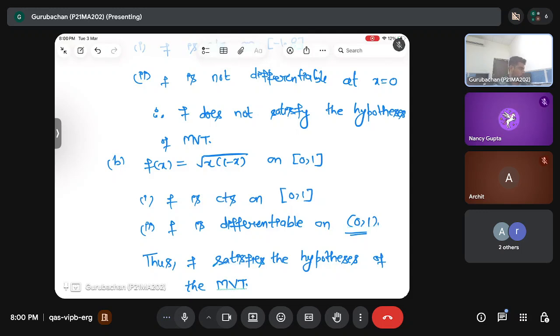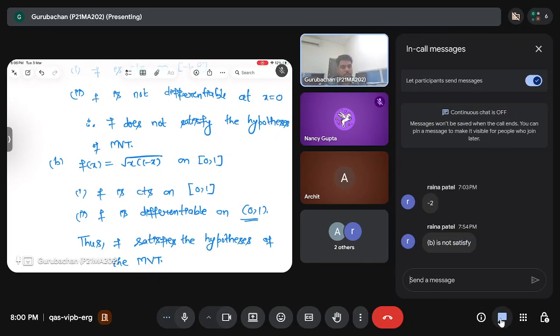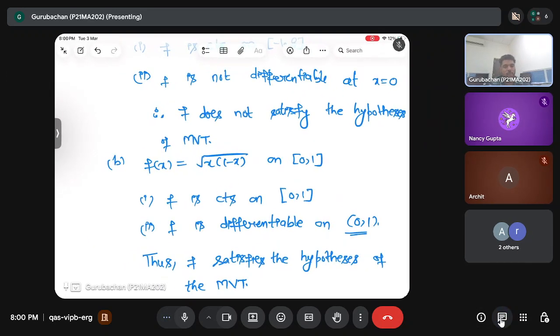Yes, sir. Okay. So there are two more questions that we will continue in the next class, that are based on how to calculate the value of c from this MVT, and one question is based on Rolle's theorem. We will do it in the next class. Any other query? No, sir. Okay. Then let's meet next Tuesday, same time.